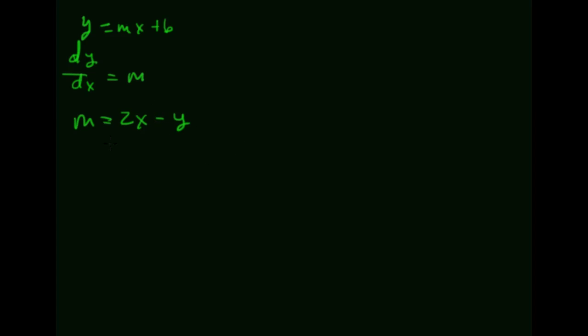Okay, but you can play a little game here, because this also tells me that m is equal to 2x minus (mx plus b), because y is equal to mx plus b. And this is where we're going to get into a little game that looks like partial fractions. m is equal to 2x minus mx minus b. Let's get that there.